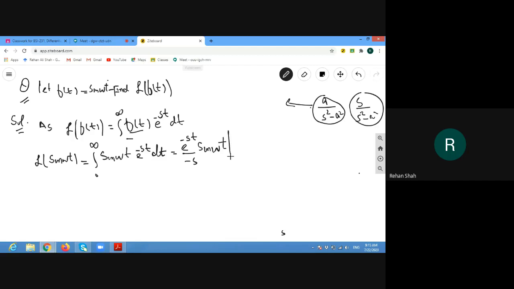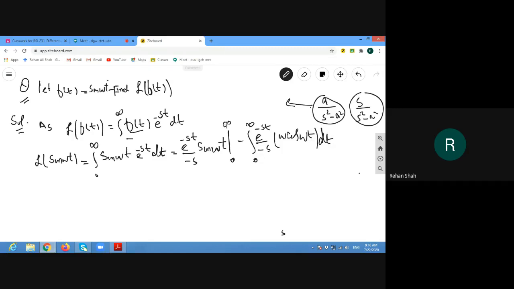You apply the limit 0 to infinity, minus 0 to infinity. You will write the derivative of sine omega t. First write the integral of e power minus st. This is e power minus st divided by minus s, and write the derivative of sine omega t. So this is omega cos omega t, and this is dt.